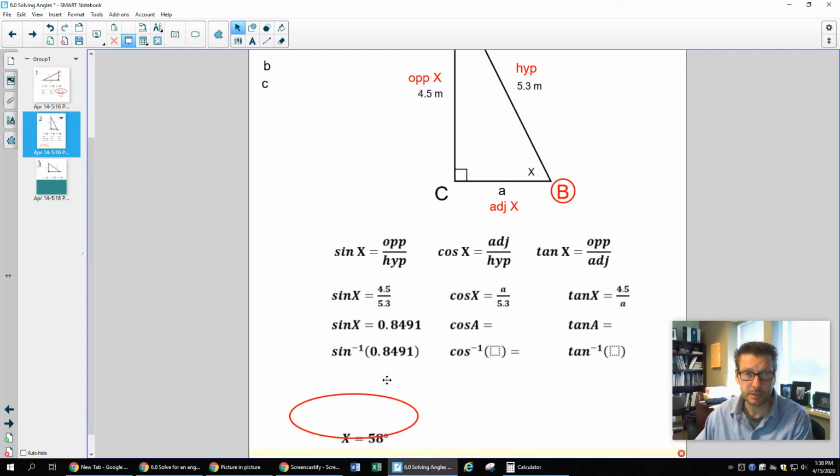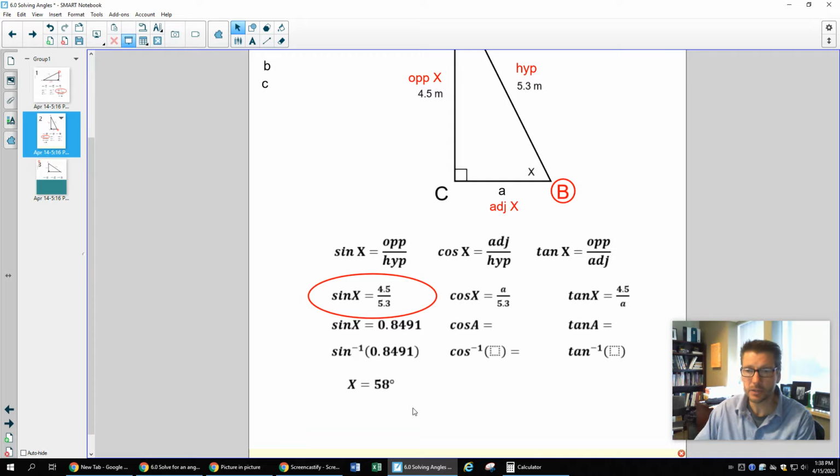So again, I want to circle what I'm going to work with here. And my angle then, sine minus 1 of 0.8491, rounds off to be 58 degrees. And again, I think most of the work you're going to see is going to tell us to always round off to the nearest degree. One more example.